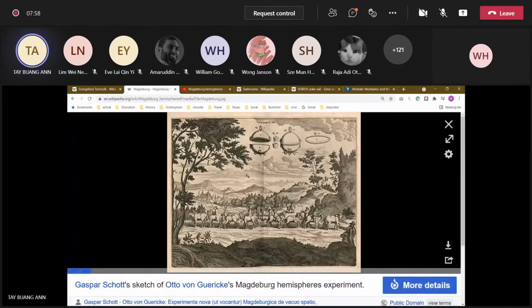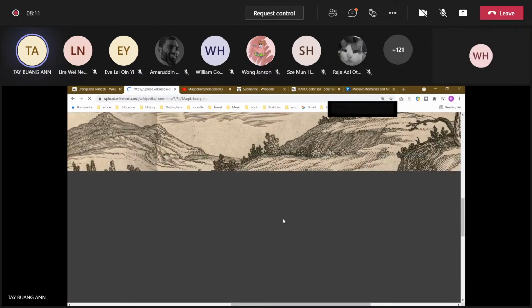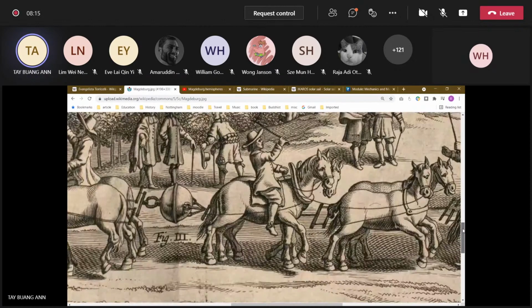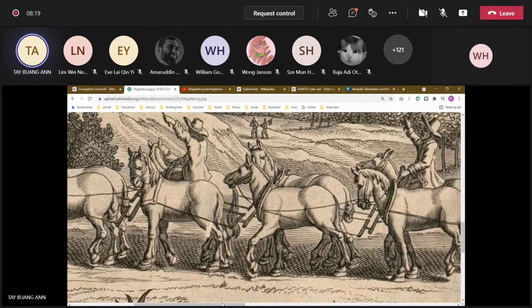So this is the classic drawing. This is Otto von Guericke, I guess. Okay. So as you can see, it depicts the hemisphere here, the Magdeburg hemisphere.